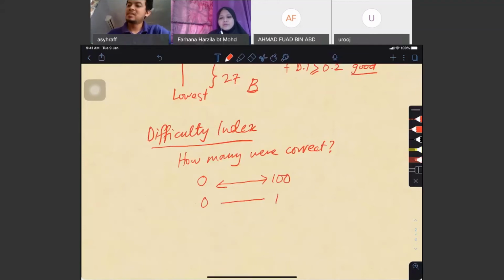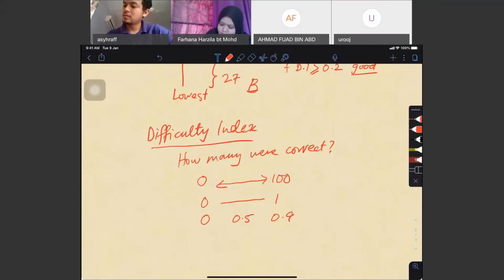Meaning if 0, nobody got it right. Let's say the difficulty index is 0.5, meaning 50% of the students got it right. If 0.9, meaning 90% of the candidates got it right. All right.